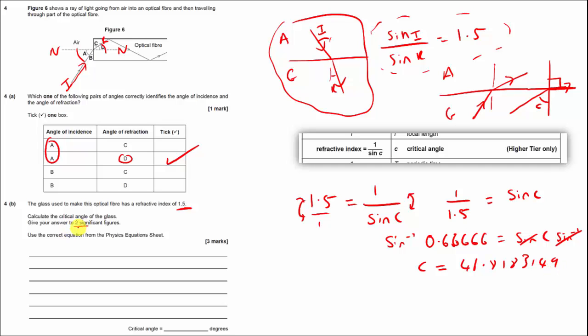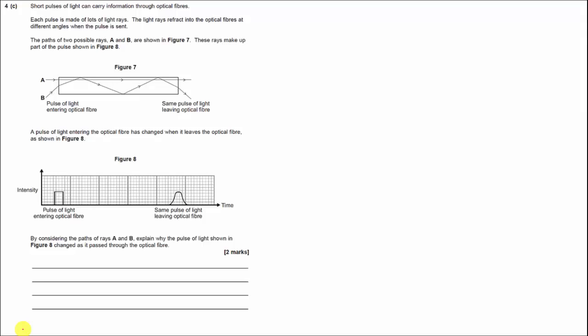It says give your answer to two significant figures. So it should be, it's 8 here, so we're just going to round up to 42 degrees. Don't forget your units. Okay, it gives you in the question. Alright, so that's how to do the calculation part. Let's look at the last bit of the question.